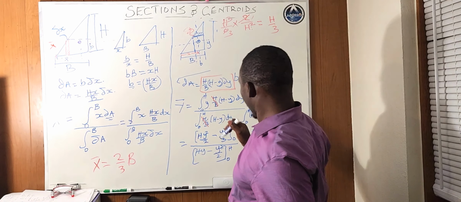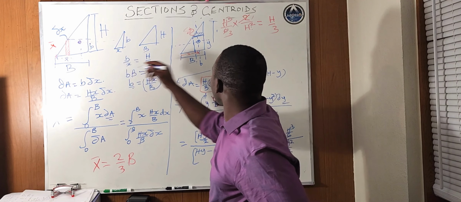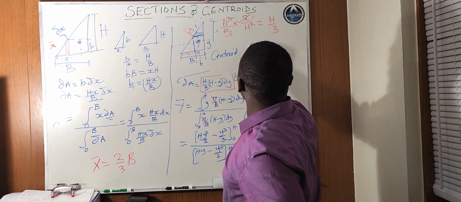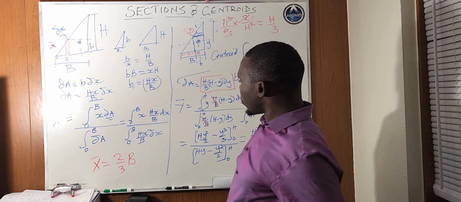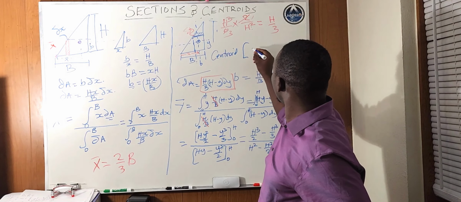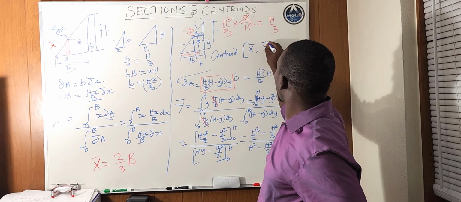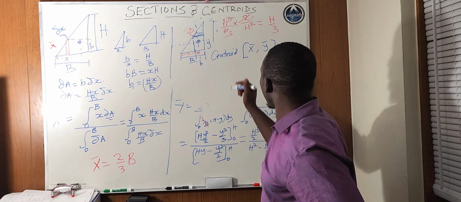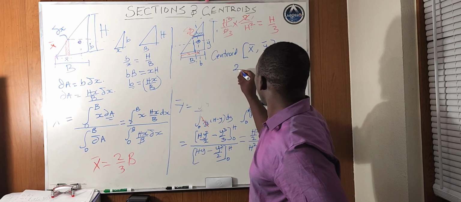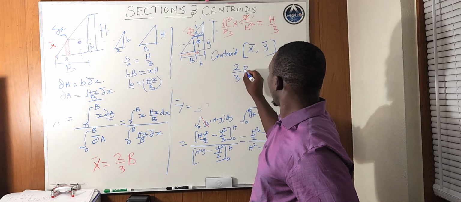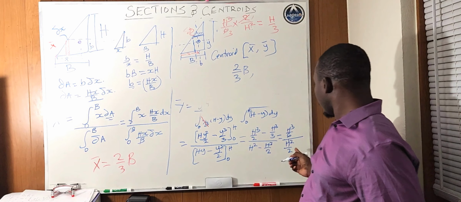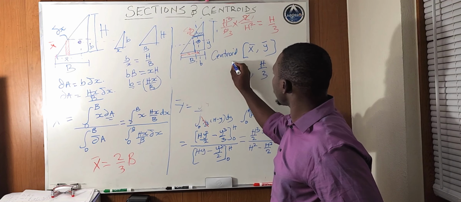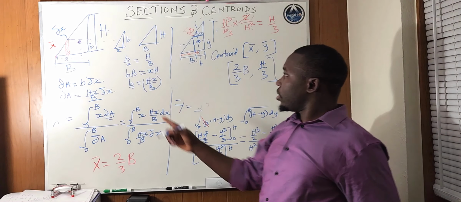Therefore, the centroid for this section will be given by x bar comma y bar. Our x bar is 2/3 b comma, and our y bar, we found, is h over 3. So this is our centroid of this section, the triangle.